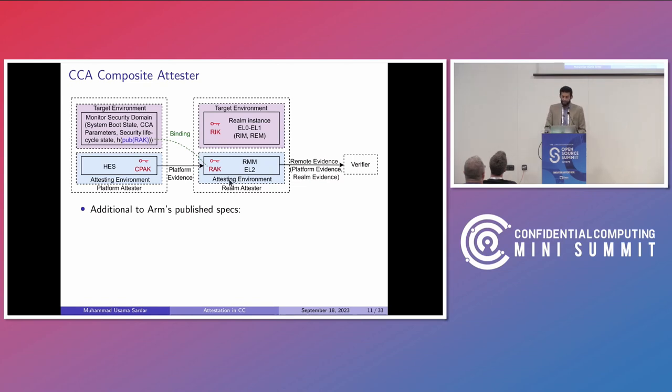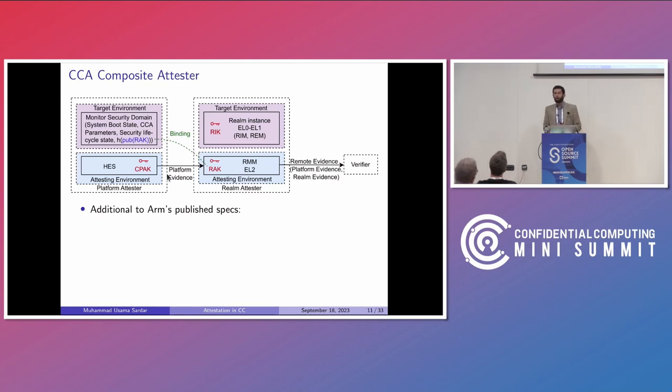And a Realm attester has the RMM, the Realm Management Monitor, as the attesting environment, and a Realm instance as the target environment. The keys corresponding to each of these environments are also shown here. And the question is for the verifier to check whether the combination of these two attesters, the evidence coming here, that is in the form of platform evidence in combination with the Realm evidence, is it secure or not? Can I trust the whole stack of this as well as this?